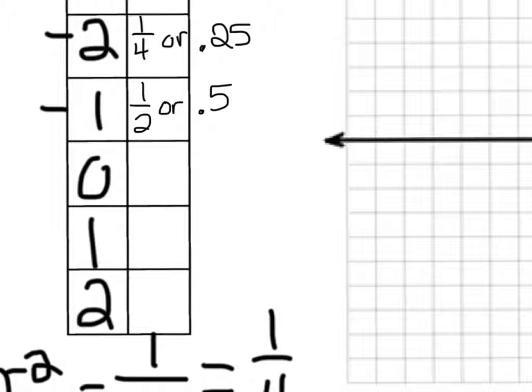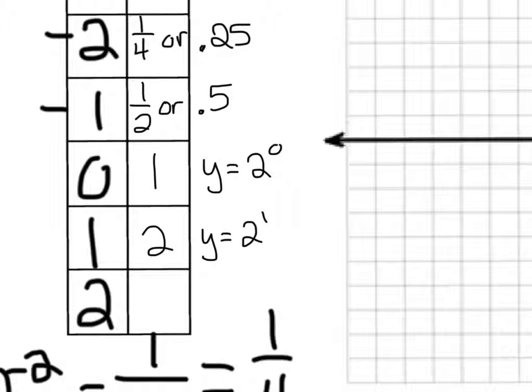The next ones are a lot easier. So we have y equals 2 to the 0. Remember, we talked about yesterday, anything to the 0 power is simply 1. Then I have 2 to the first. 2 to the first is just 2. And last but not least, we have 2 squared, which is 4. So now we're going to graph these points.